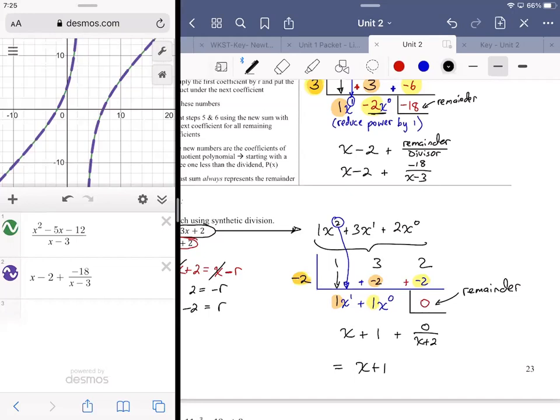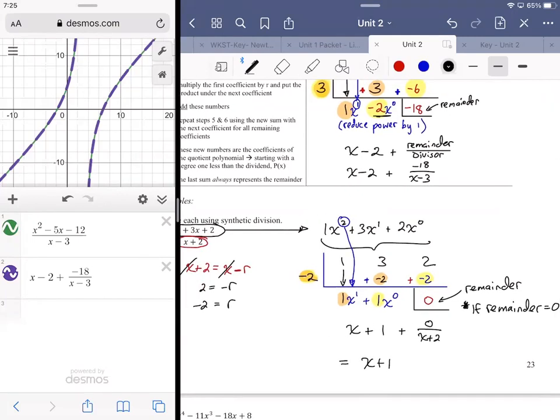All right, if your remainder is 0, it's supposed to be like a little asterisk. If the remainder is equal to 0, then the divisor is a factor of the dividend. In more lay terms, that's really the same as saying if the remainder is equal to 0, the bottom is a factor of the top.